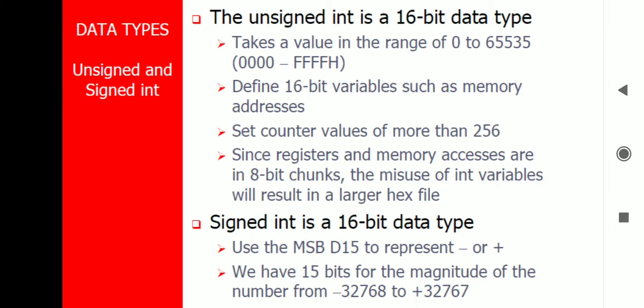Hence, we have to use them only when needed. Similarly, the signed integer is a 16-bit data type. It uses the MSB, D15, to represent the negative or positive sign. Here the MSB indicates whether the data is positive or negative. Using signed integer, we have a range from minus 32,768 to plus 32,767.